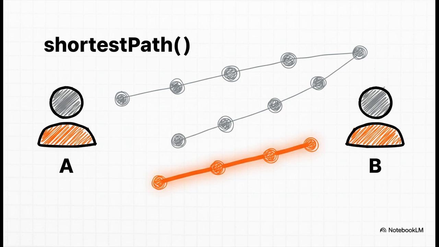But what if you don't need all the paths? What if you just want the most efficient one? Well, for that, Cypher has the shortest path function. You know when a social network shows you how you're connected to someone? This is pretty much exactly how they do it. It finds the most direct route between any 2 points in your graph.